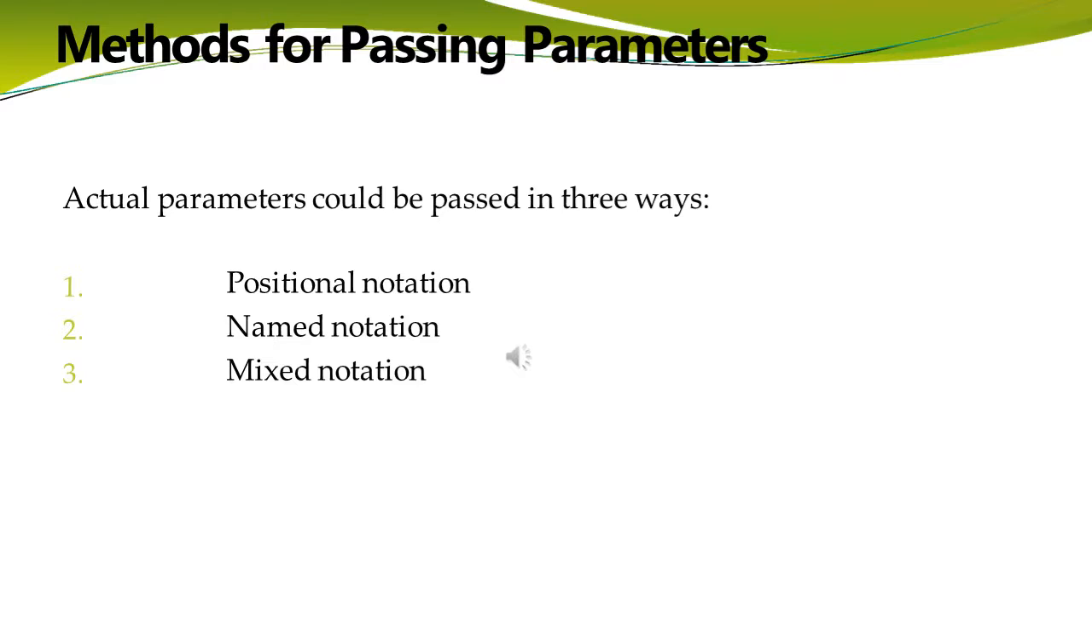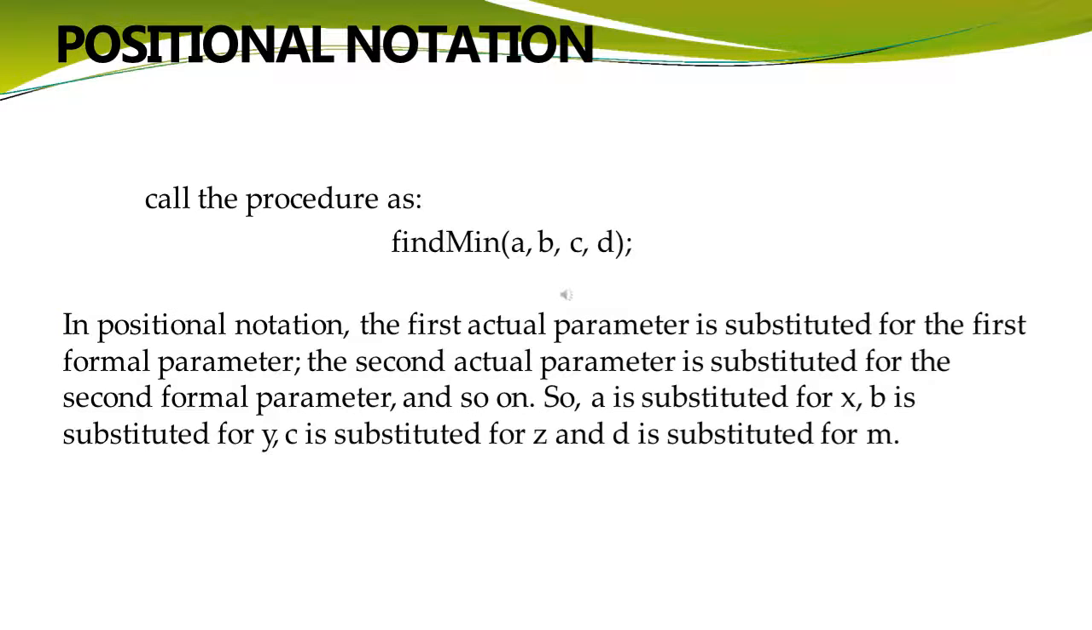Actual parameters can be passed in three ways. The first is positional notation, second is named notation, and third is mixed notation. These are the three ways of passing the actual parameters. One by one, I will explain them, starting with positional.